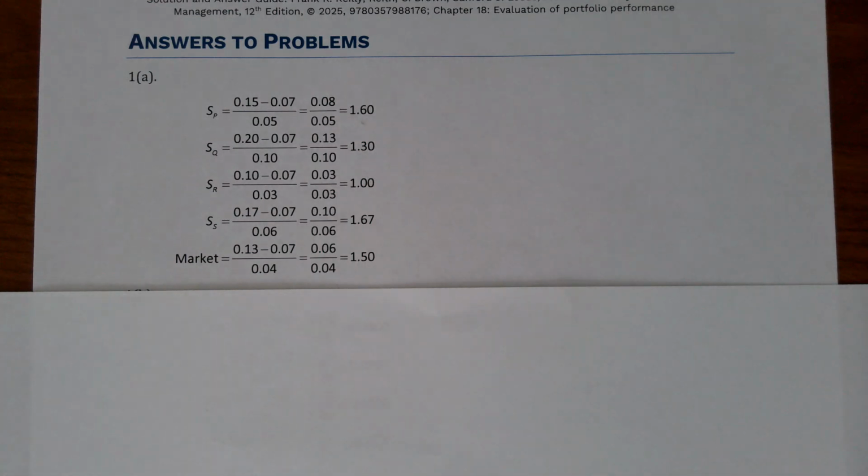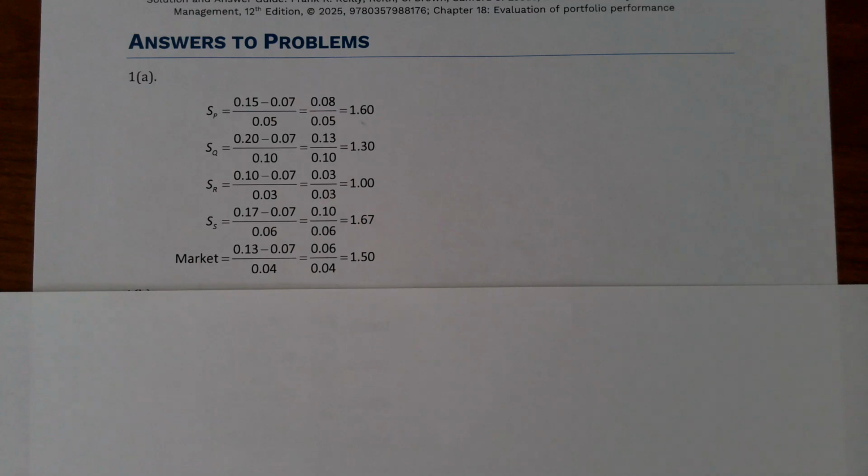A, compute the Sharpe measure for all portfolios. B, compute the Treynor measure for all portfolios. C, rank the portfolios using each of these two measures and explain the differences in the rankings if there are some. So that's what we're going to do in number one.